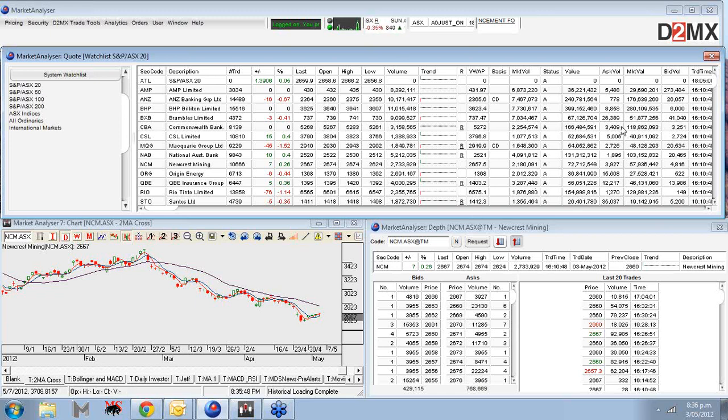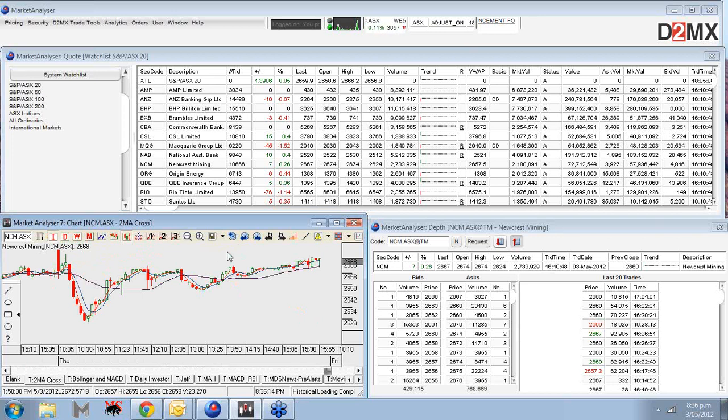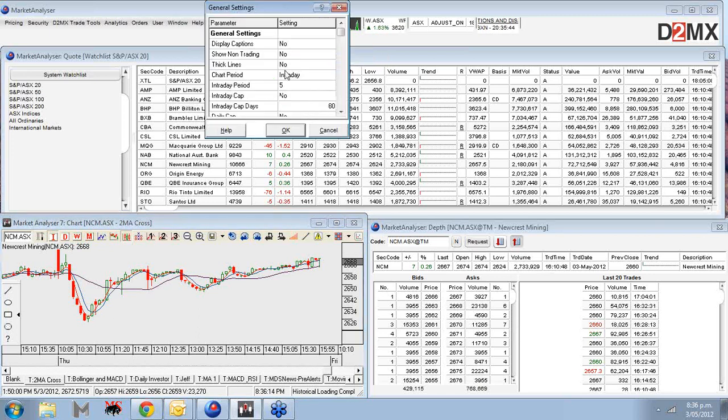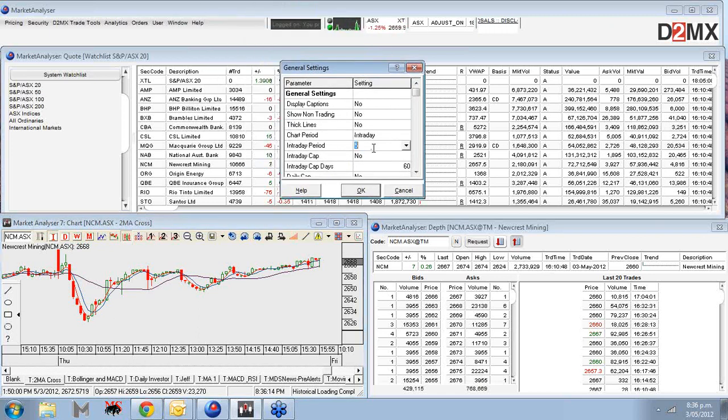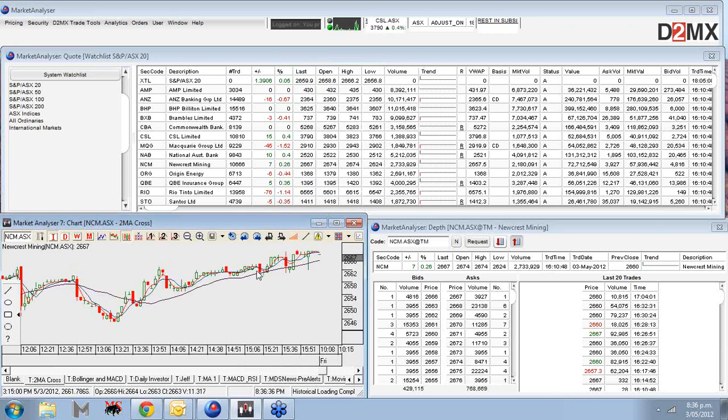The other aspect of the new Market Analyser platform is in the charting. We've obviously got intraday charting. That's the I button over here, and if we right click on the screen, we can bring up the chart properties and set the intraday period. The intraday period set here is 5 minutes. If you want to watch every, say, 3 minutes, you could do that just by changing it here and telling it OK. And so now those candles, each one will represent every 3 minutes of trading information.